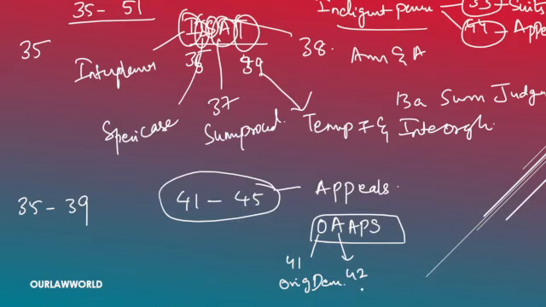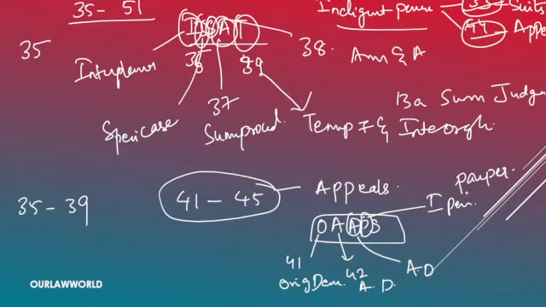42 is appeals from appellate decrees. 43 is appeals from orders. 44 is appeals by indigent persons. As I said earlier, remember dual numbers 33 and 44. So this is appeals by indigent persons, who can also be termed as paupers. So that's why I have mentioned P here. And the last one, 45, which is appeals to the Supreme Court. So this is the set of appeals you need to remember.